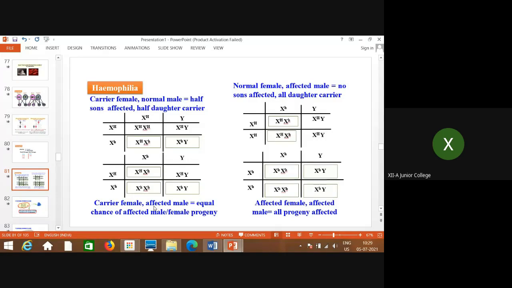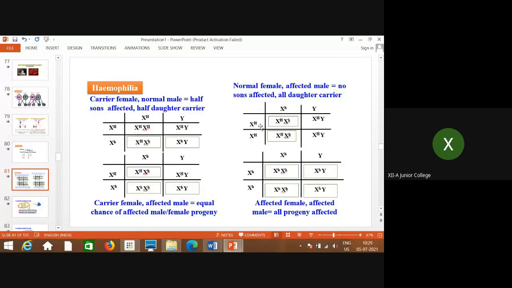These are just shown in the form of a Punnett square. The same example is shown in the form of a Punnett square. How is it shown? The females are represented vertically and the male represented horizontally. This is the normal male and this is the carrier female. In this way it is shown. So whatever the chances that you can see here, that carrier female, affected male, equal chance of affected male and female progeny. So this is what you need to remember.